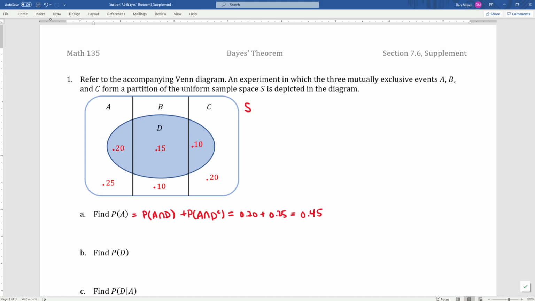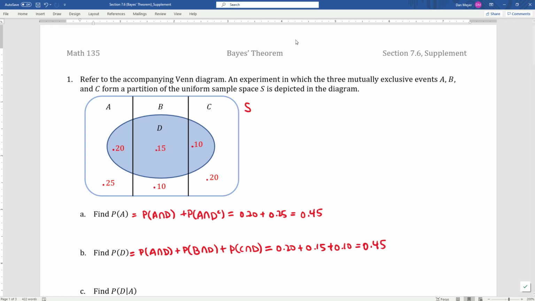For the probability of D, we can do something similar. That will be the probability that D happens with A plus the probability that D happens with B plus the probability that D happens with C. And these are mutually exclusive events, which is why we can just add these probabilities together. So we can use the easier addition formula here. So it's 0.2 plus 0.15 plus 0.10. And that gives 0.45 as well.